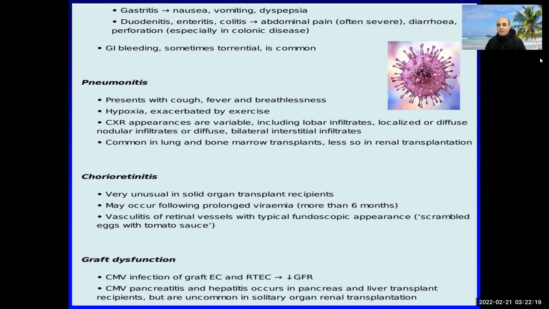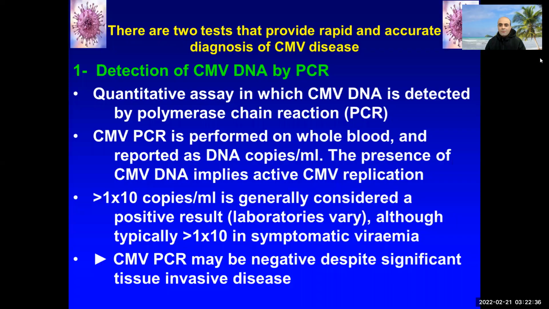On chest X-ray, there may be infiltration or localized or diffuse nodular infiltrate, and PJP and CMV are both in the differential diagnosis. Chorioretinitis also, and graft dysfunction: CMV infection leads to a decrease in GFR, and patients will also come with acute kidney injury or graft dysfunction.